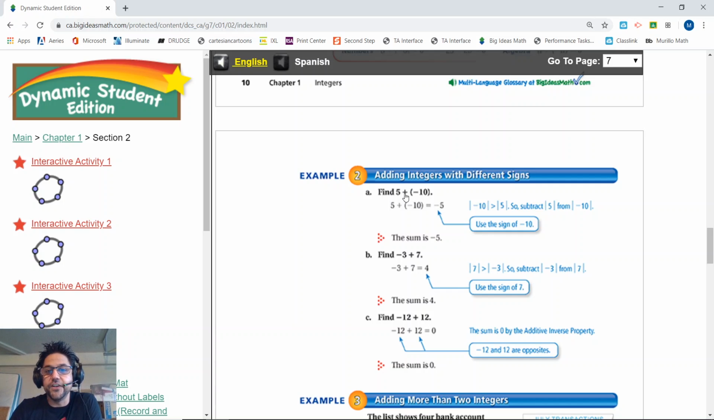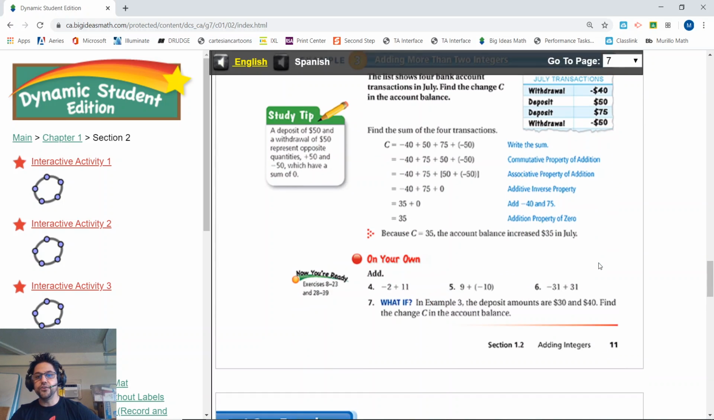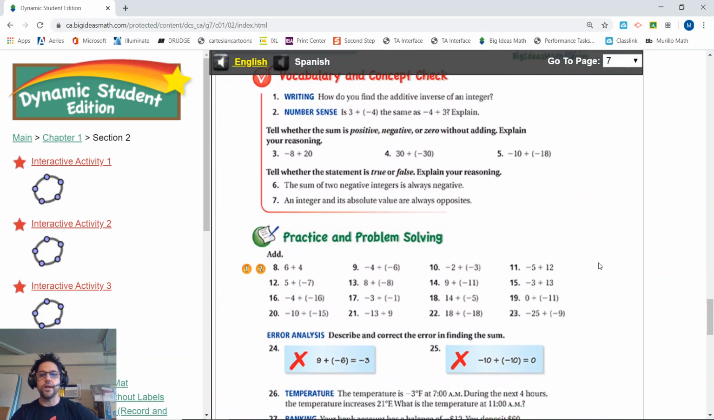So right here, if you notice, you've got 5 plus -10. I'm going to go ahead and subtract, and I get a 5, because again, I'm really using the absolute values. But I take the negative sign because -10 has the greater absolute value. For -3 plus 7, I'm going to subtract to get 4. Since the 7 has the greater absolute value, I'm going to take the positive sign, so +4. So you've got a few ways to do that for 1.1 and 1.2. Again, it's really just trying to review some of your basic skills, and hopefully this might help you.